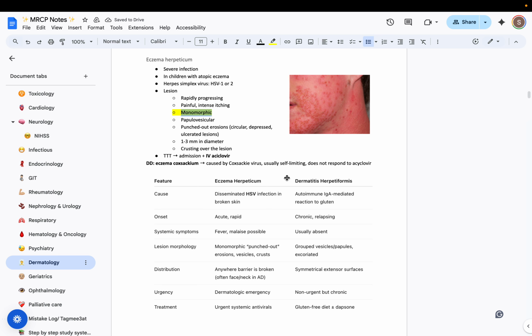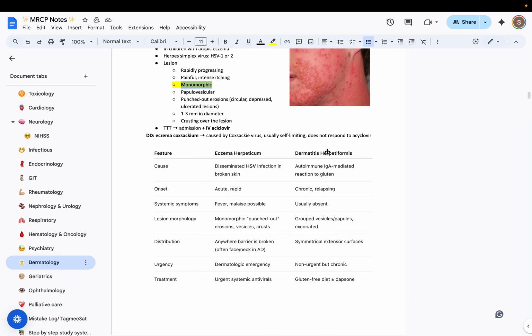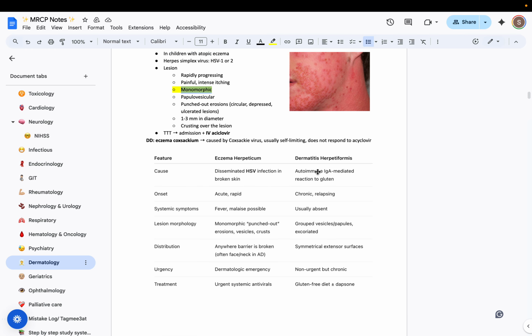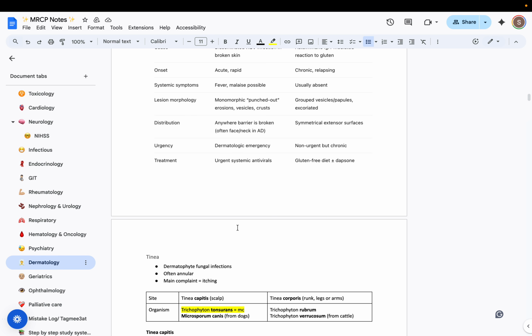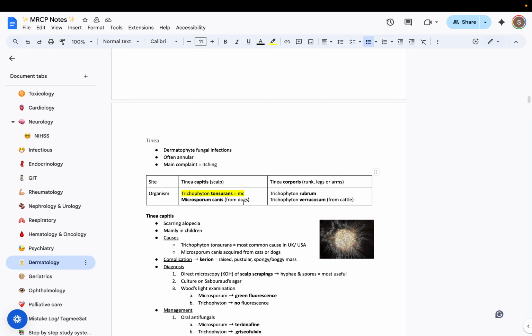Another differential is dermatitis herpetiformis. This is an autoimmune IgA-mediated reaction. It will be chronic, relapsing, with grouped vesicles and papules. But eczema herpeticum is a dermatologic emergency. It would have monomorphic punched out erosions. What is a papulovesicular erosion? No, it's a papulovesicular rash with punched out erosions. That's what I meant. Now let's go to tinea.